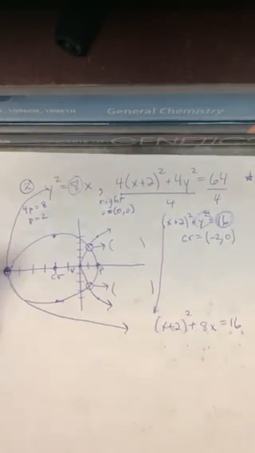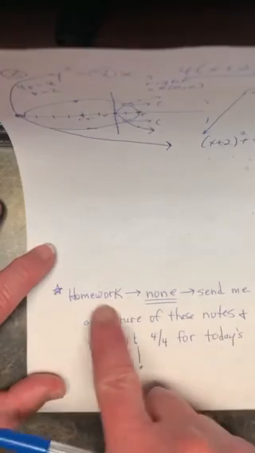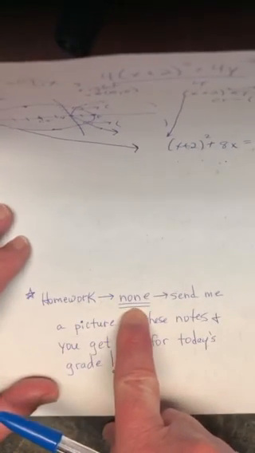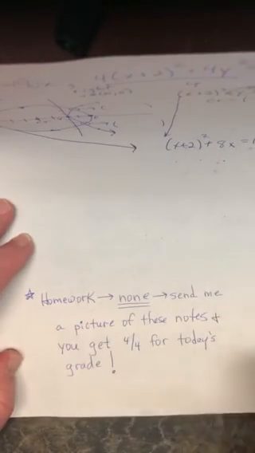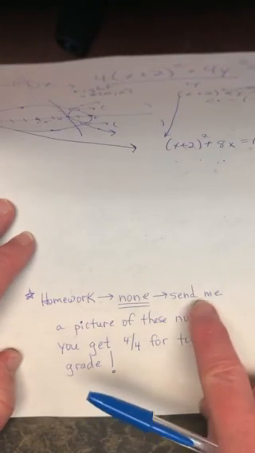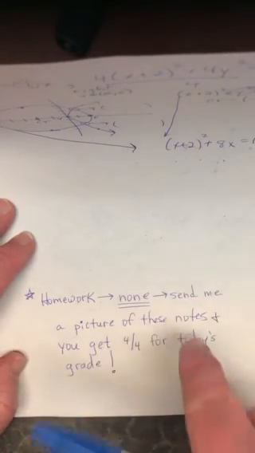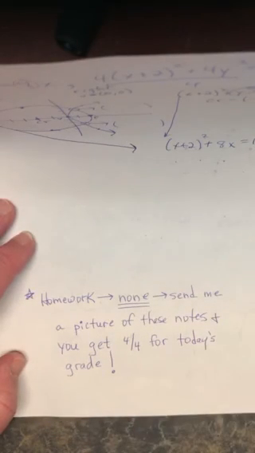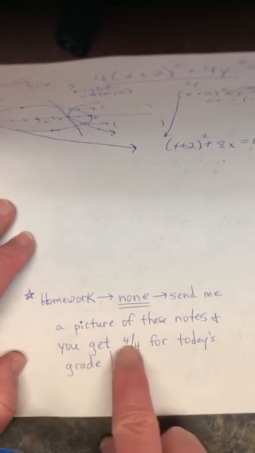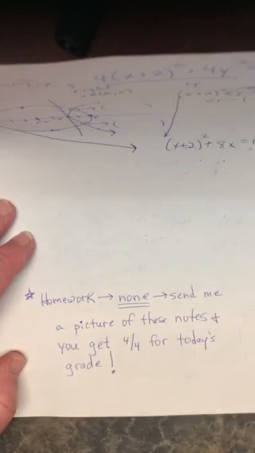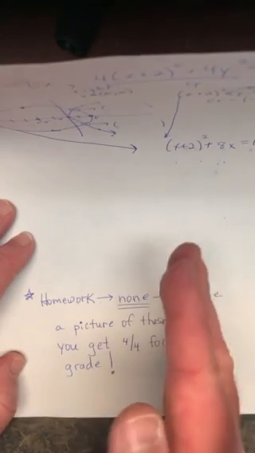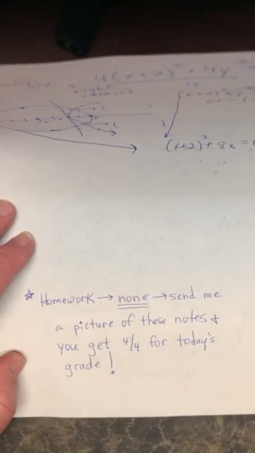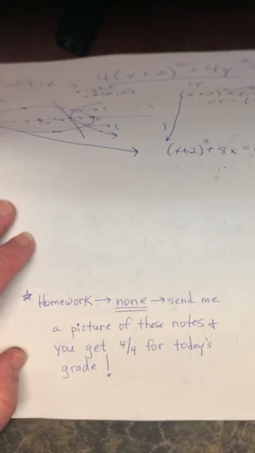So guys, look at the note I made. Homework: there is none, good news. But to get some points for doing this work and earning a little bit of credit, just send me a picture of these notes that you took as you followed along, and you will get 4 out of 4 for today's grade. So you'll get a daily grade of 4 out of 4 by just taking a picture of the notes you took and emailing those to me. Once that's done, you're all set for the day.